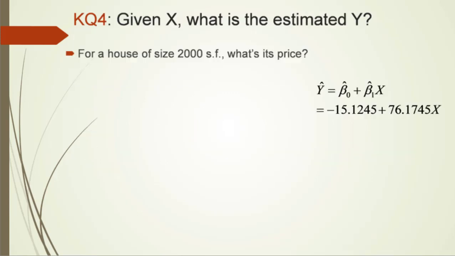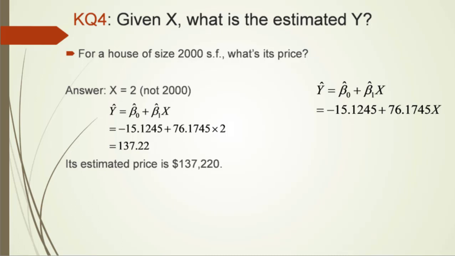Key question number 4 is about how to make use of the estimated model to do predictions. For example, we may become interested in estimating the house price for a 2,000 square footage house. How would you do that? You may remember that previously we derived an estimated linear regression model, which is given on the right. We know the size of the house is 2,000 square footage, so x is 2, not 2,000. Plugging 2 into the estimated model, we are able to calculate the estimated house price.